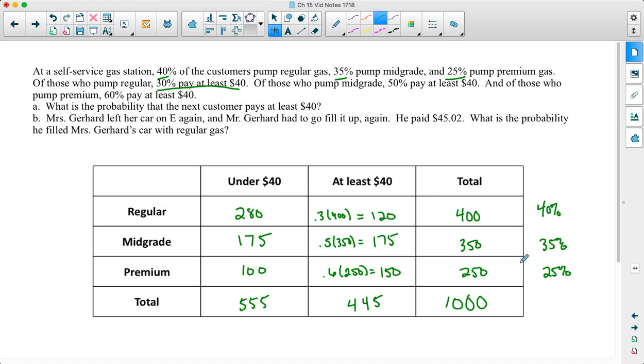Now, that helps us out answering some of these questions because it says, what is the probability the next customer pays at least $40? Well, we know that it's 445 out of 1,000, so the probability of at least $40 is 445 out of 1,000, which is 0.445.